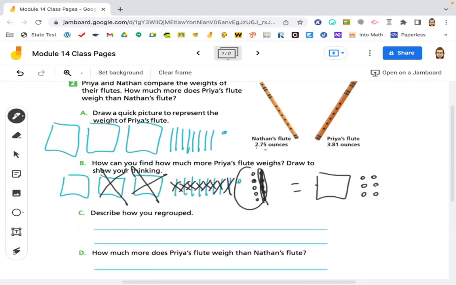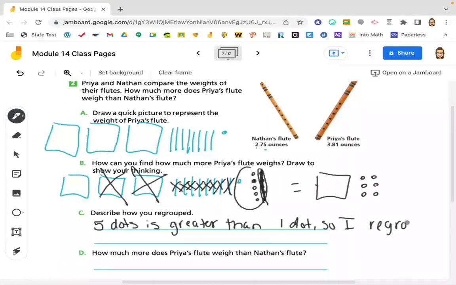Describe how I regroup. So 5 dots is greater than 1 dot. So I regrouped one of the sticks as 10 dots.